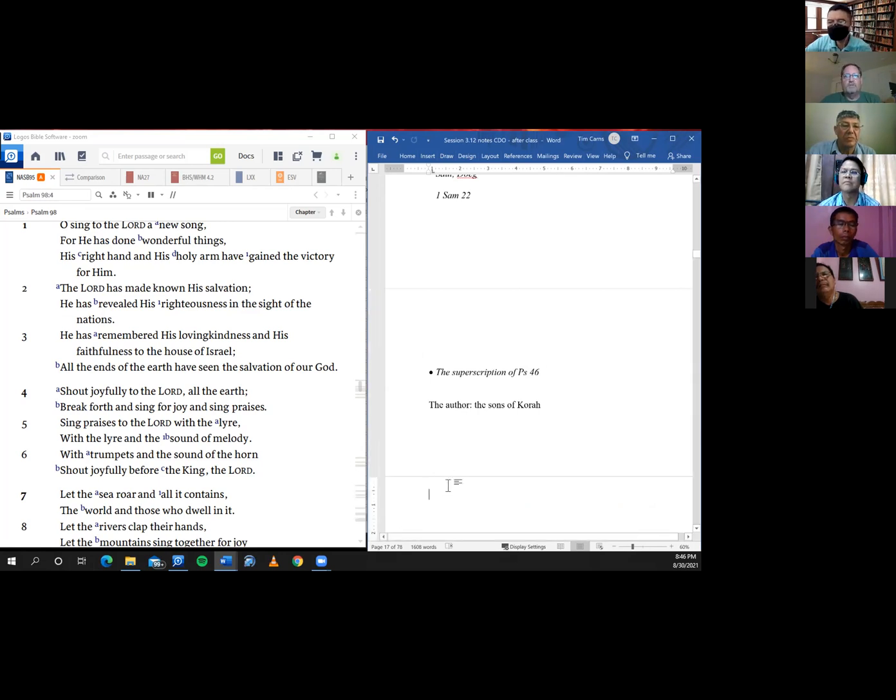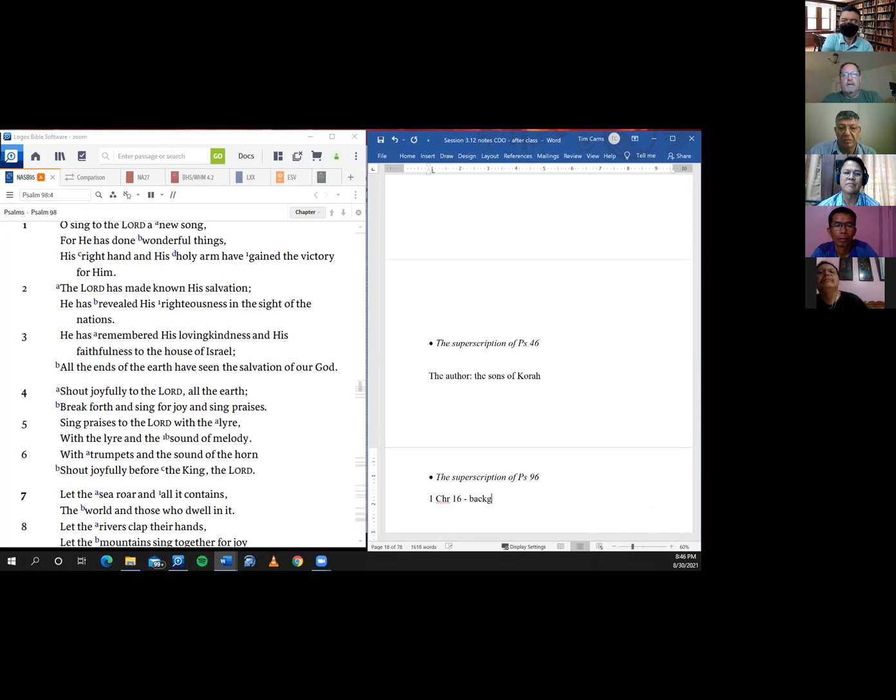1 Chronicles 16, I believe, provides the background to this psalm. And it makes sense because remember, Psalm 96 is one of the enthronement psalms where God's rule and reign is the focus. And it makes sense, right? The context would be them bringing the Ark of the Covenant into the temple.